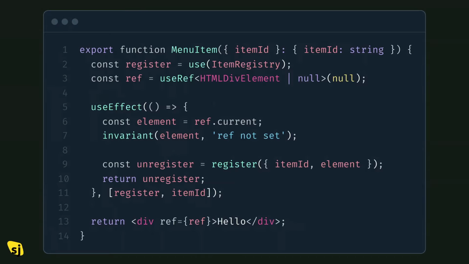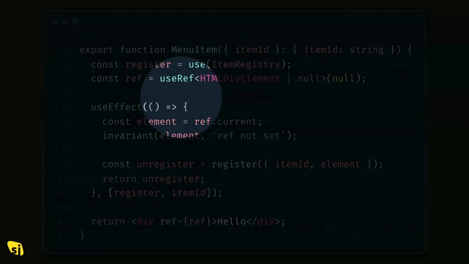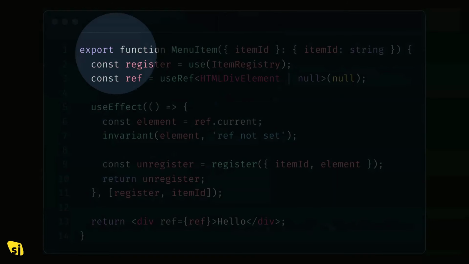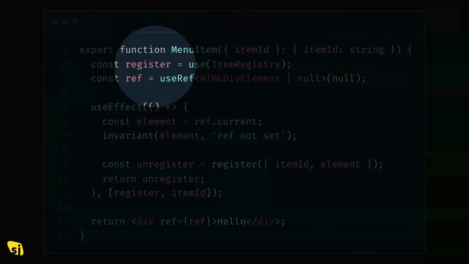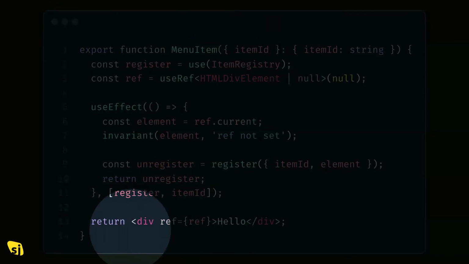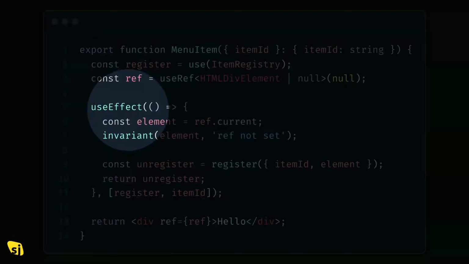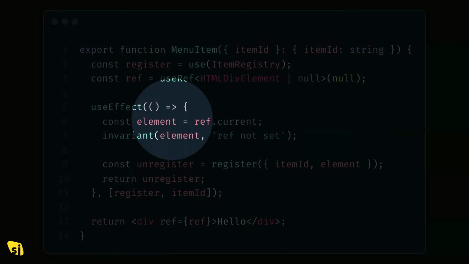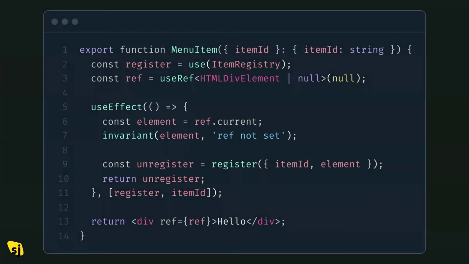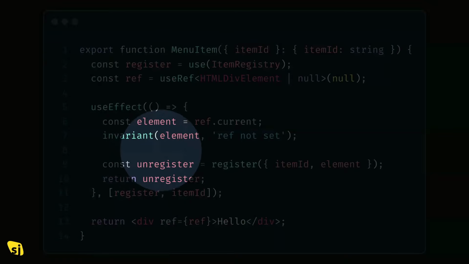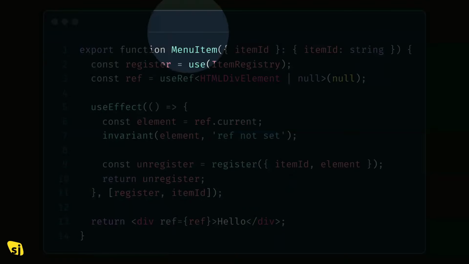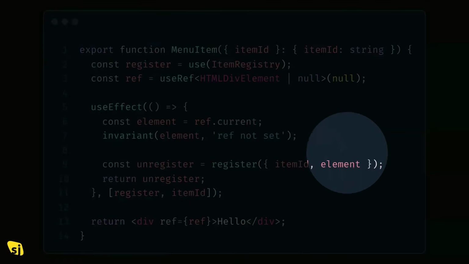What you do here is similar to before. We're getting something off the context, and we're going to call it register. It's a register function. Now we're going to get a ref here, which is going to refer to this element. Inside our effect, firstly we're going to check that we have actually set up that ref. Invariant will throw an error if that thing's not set, and it narrows the type in TypeScript, which is really nice. Then I'm going to call register, which is from the context, and pass in item ID and element.